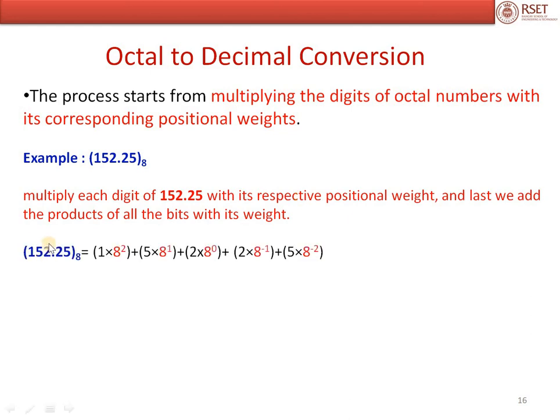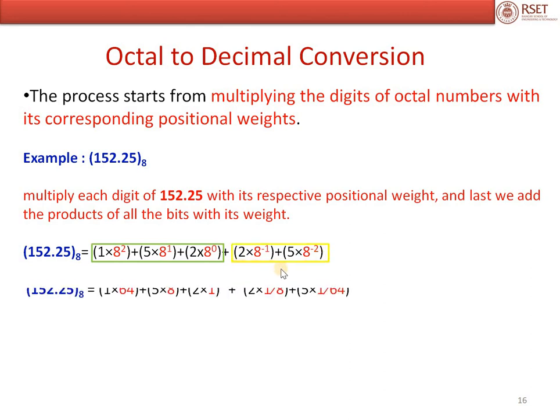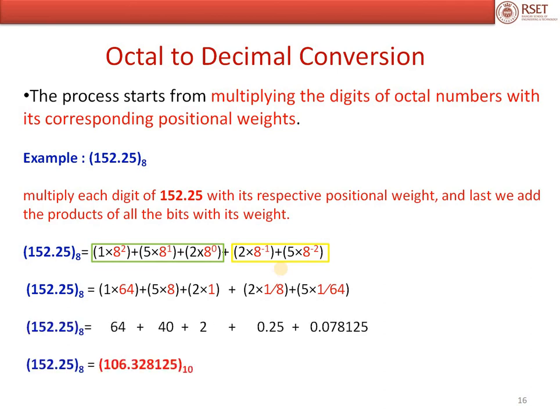So this is at position 0, 1, 2. So this is the integer part and this is the fractional part, and this value will give the corresponding decimal value. So this is the octal to decimal conversion.